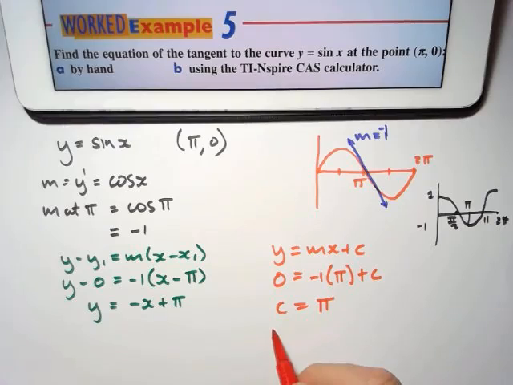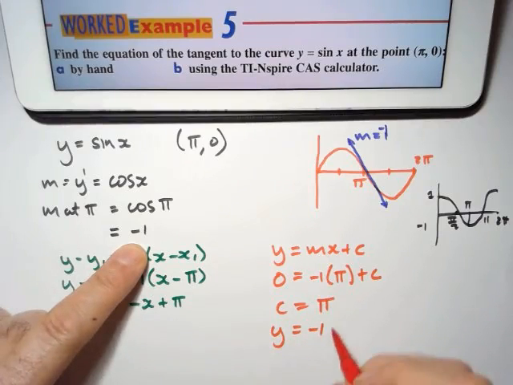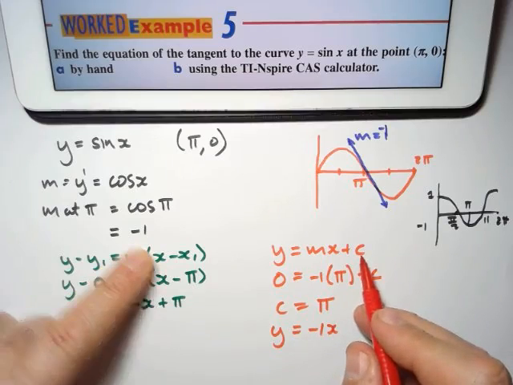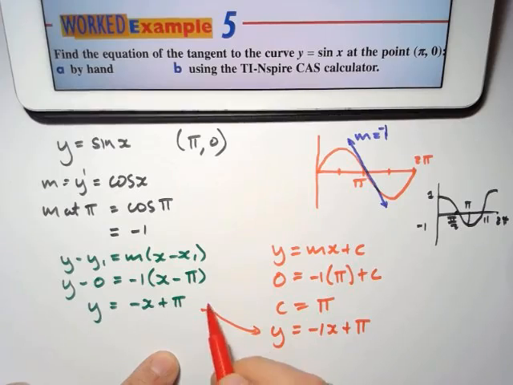So what's my equation? y equals m x, what is m? Negative 1 x plus c, what is c? Plus pi. You can see these two are exactly the same. So that's two methods: using an equation, or just substituting back to find the value of c.